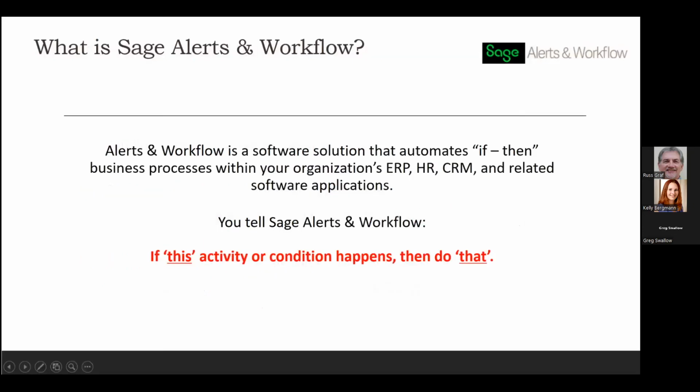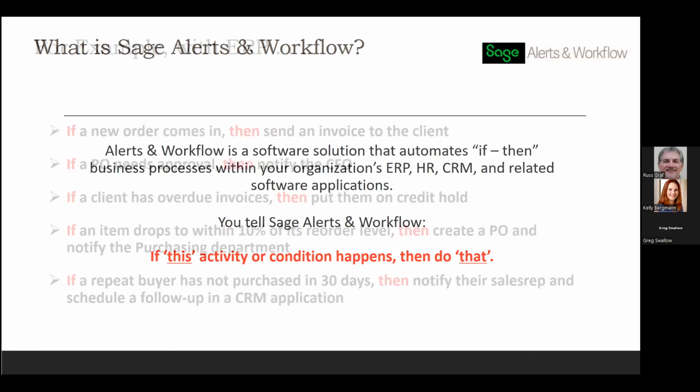All right. So what is Sage Alerts and Workflow? Alerts and Workflow is a software solution that automates if-then process for your organization's ERP, HRMS, CRM, and any of the ecosystem products that wrap around your enterprise to move it forward. So if this activity or condition happens, then do that.